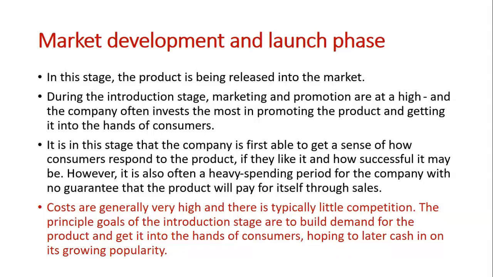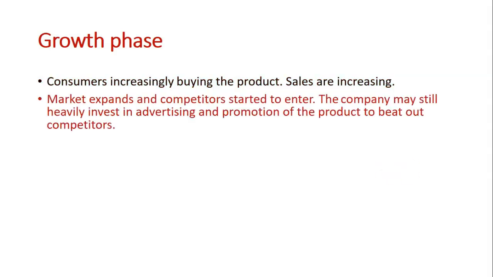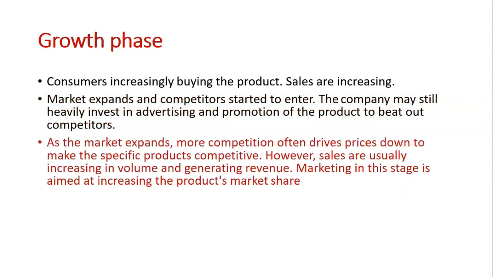Very few customers know our product. As the demand increases, we will produce in large quantities, and that will give us economies of scale. And that happens in the growth phase, where consumers are increasingly buying the products, sales are increasing, so definitely production will increase, and we will then be having economies of scale. But as the market expands, competitors start to enter. And then, in order to beat the competition, the company may still invest heavily in advertising and production of the product. As the market expands, more competition often drives prices down to make the specific products competitive.